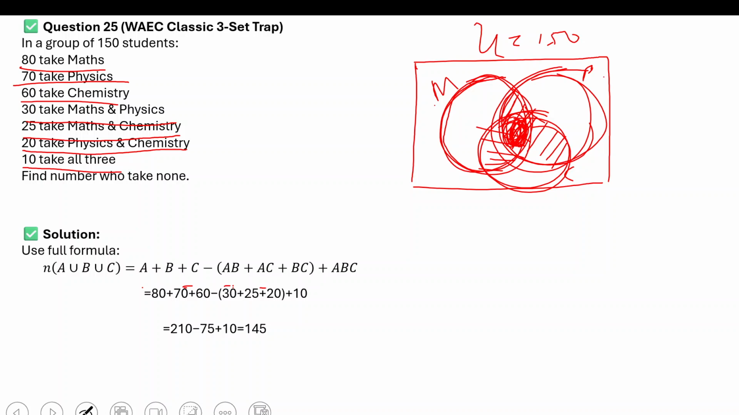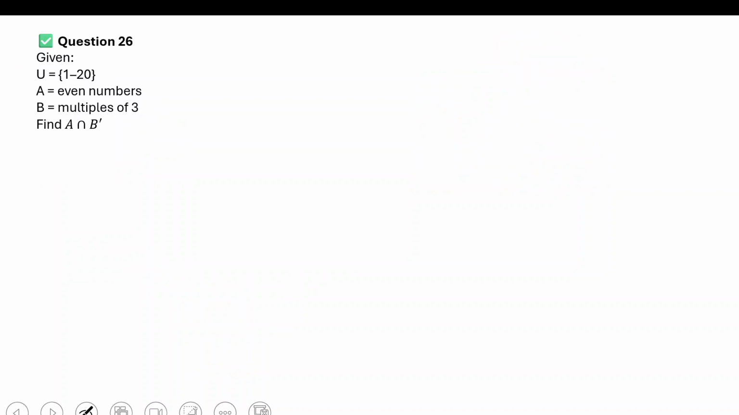So if you are getting 145 from A union B union C, and the total number in the group is 150, what do you think is the total number who take none of these three subjects? So it's going to be 150, which is the total group of students, minus 145, which is those people that participated in math, physics, and chemistry, one way or the other. That's 5, right? Okay.